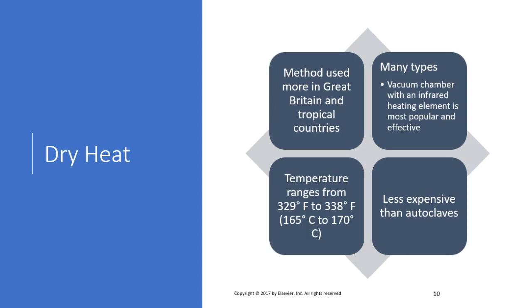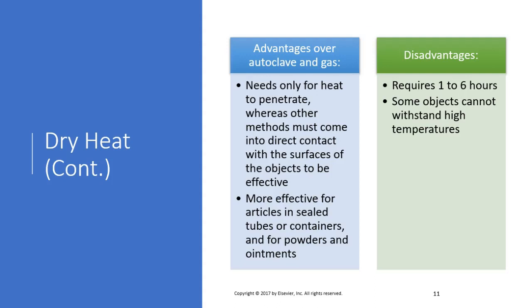Dry heat. Used in Great Britain and tropical countries. There are many types. There's a vacuum chamber with an infrared heating element, which is most popular and effective. Temperatures range from 329 to 338 degrees. It's less expensive than autoclaving. Advantages over autoclave and gas.